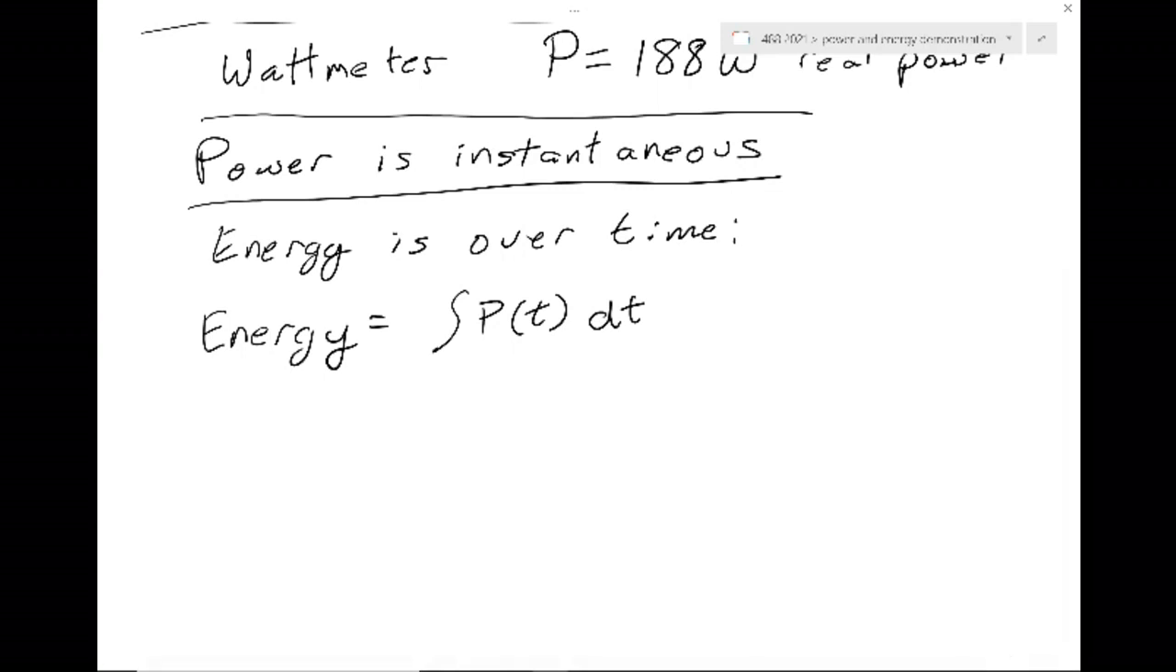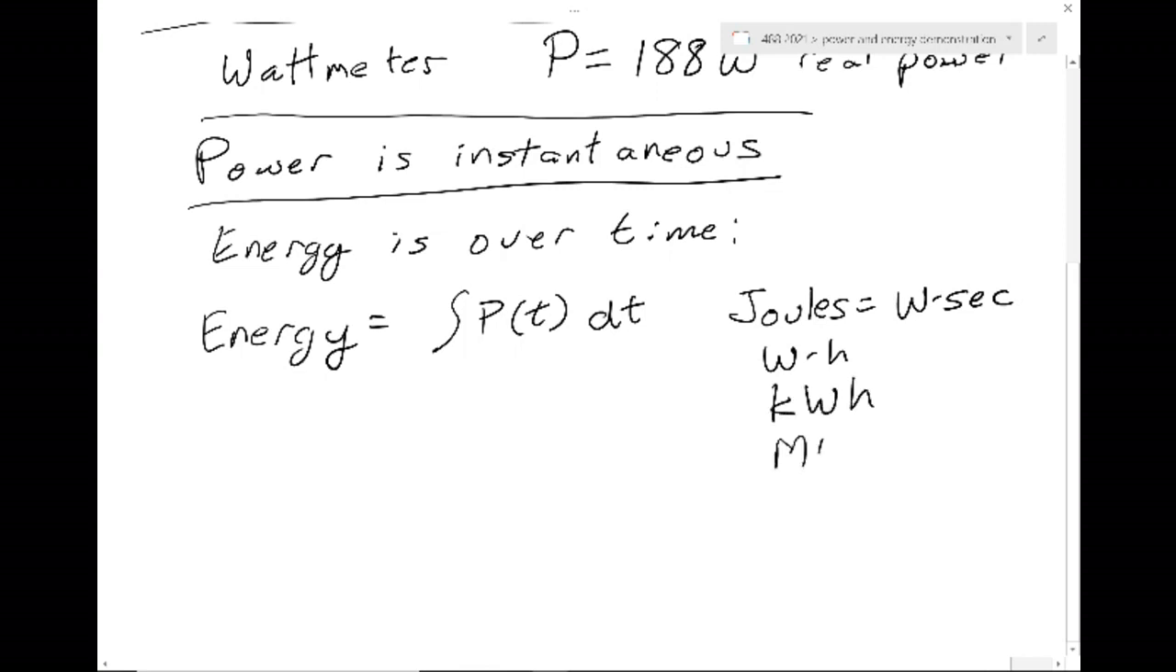And what are the units on energy? Joules, which is a watt second. You can do watt hours, common in the energy industry, kilowatt hours, megawatt hours, gigawatt hours. You'll be seeing all of those. I like kilowatt hours. That's what we generally do when we're talking about something the size of a drill press. So kilowatt hours. What's P of T in this case?